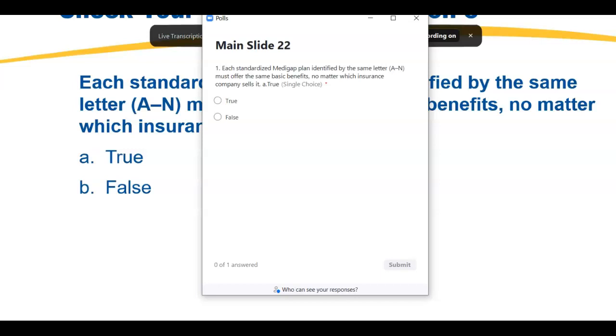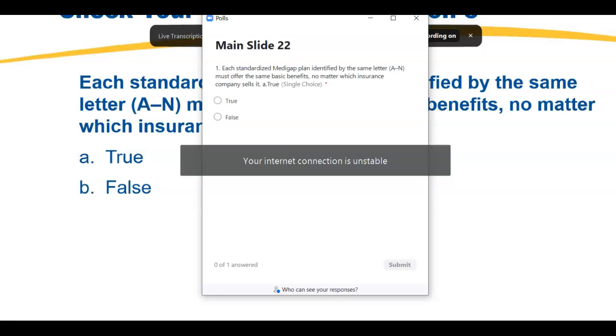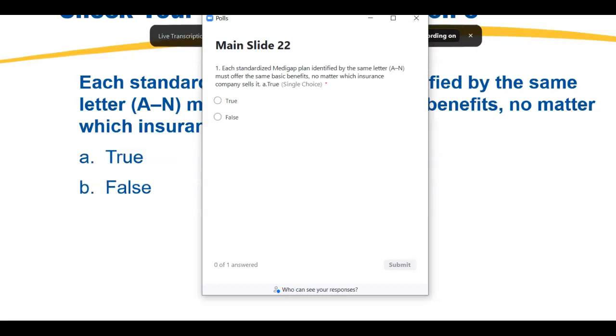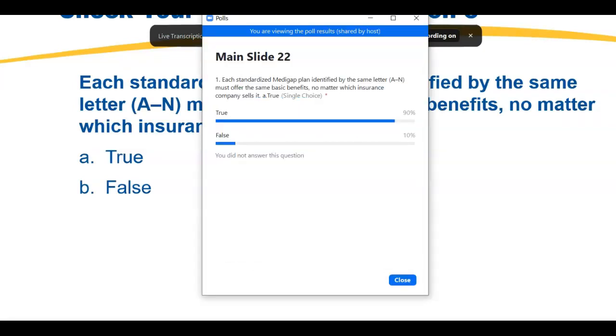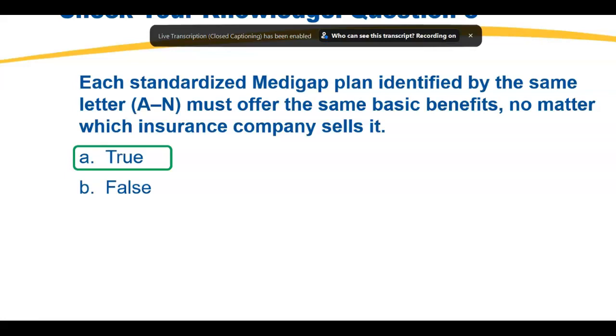So the question is, a standardized Medigap plan identified by the same letter, A through N, must offer the same basic benefits no matter which insurance company sells it. Is that true or false? Give you a moment to select your answer. All right, so yes, it is true. Most of you got that right. And remember, as Derek was just saying, all of those standardized plans must offer the same basic benefits. The only difference is the cost.